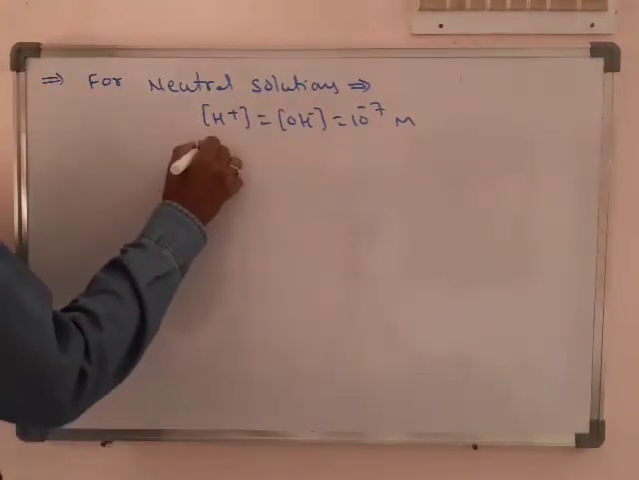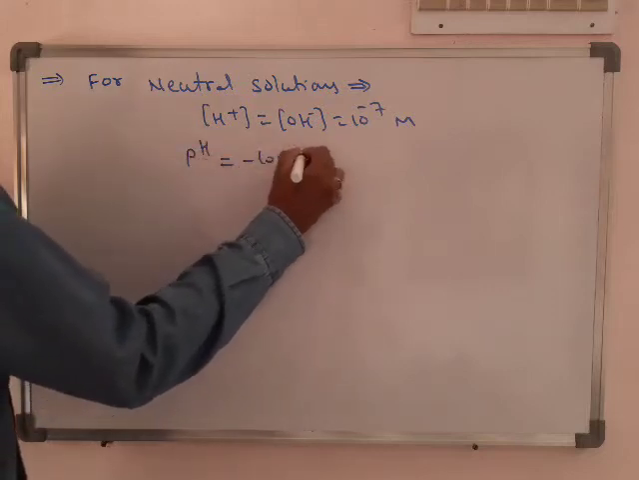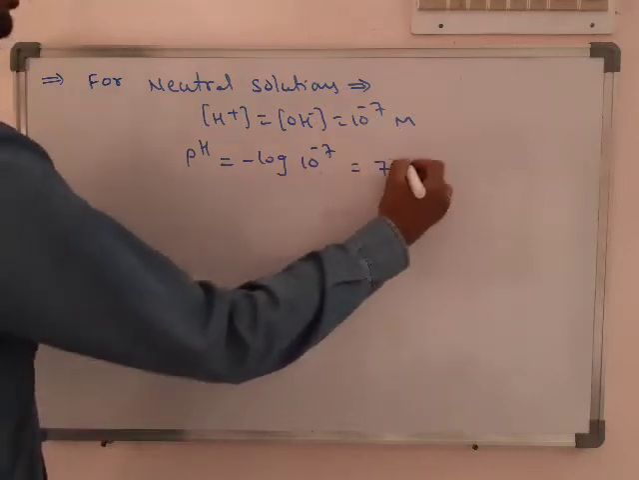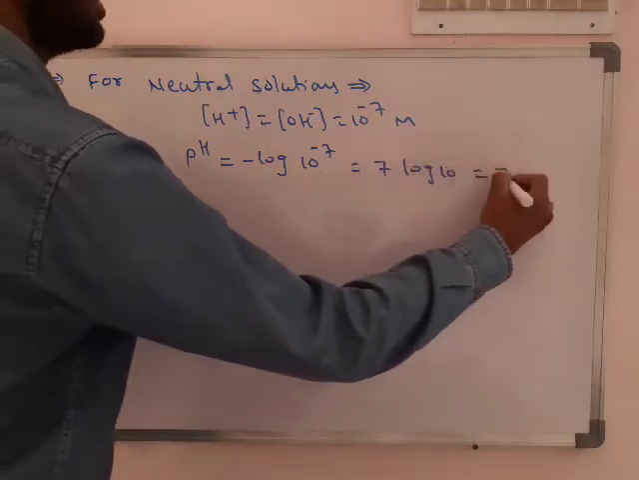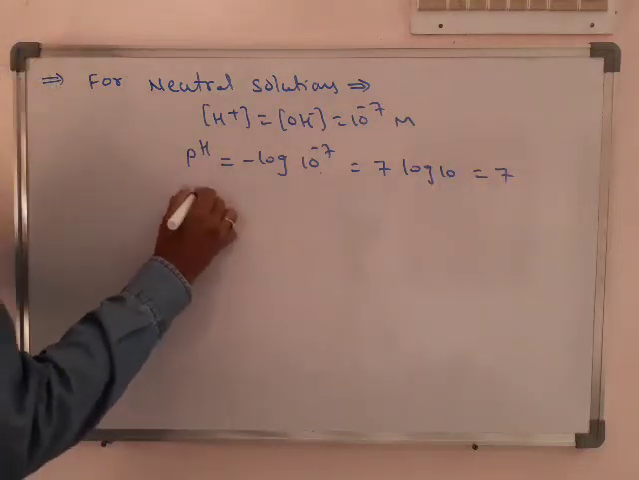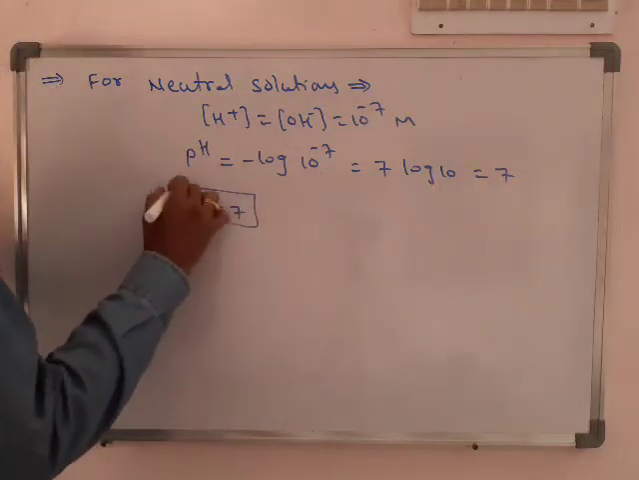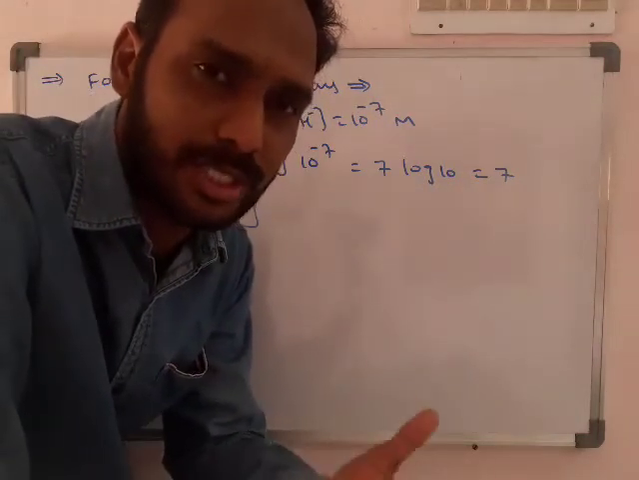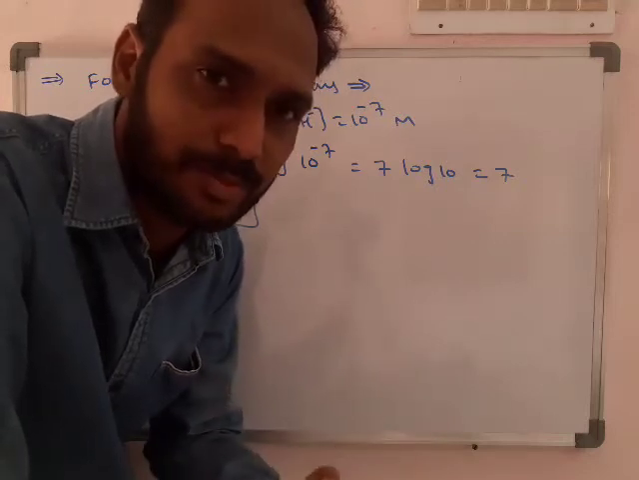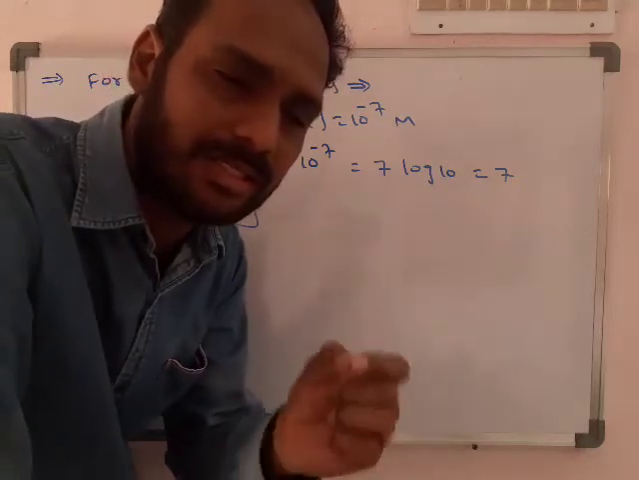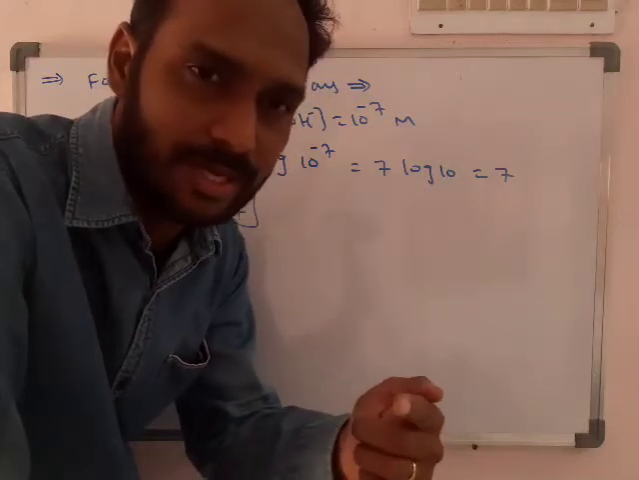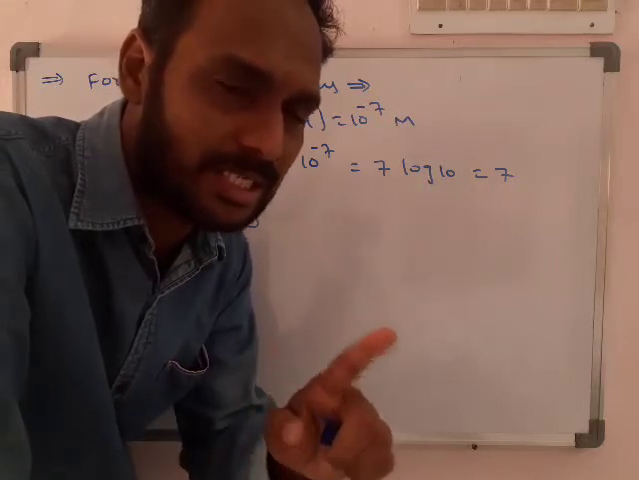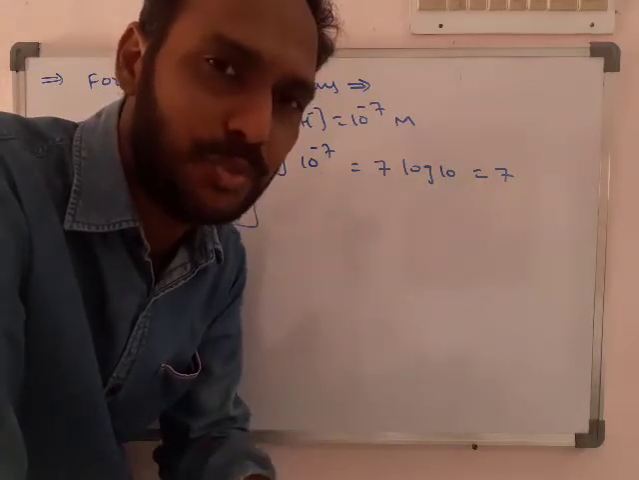So therefore, what is the pH? pH equals minus log H plus, which is minus log 10 power minus 7. So we will get pH equal to 7 log 10, that is equal to 7. Means for a neutral solution, pH equals 7. So it is exactly a single value. If it is 7.01 or 7 point something, it becomes a base. If it is less than 7, for example 6.999, that is treated as an acid. Only if pH is exactly 7 will it be treated as a neutral solution.